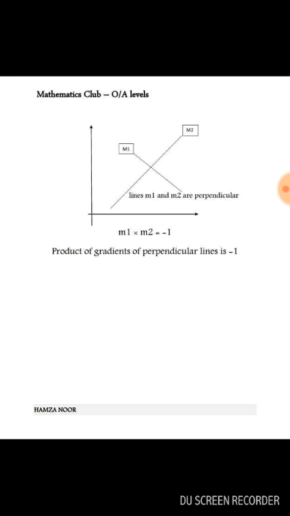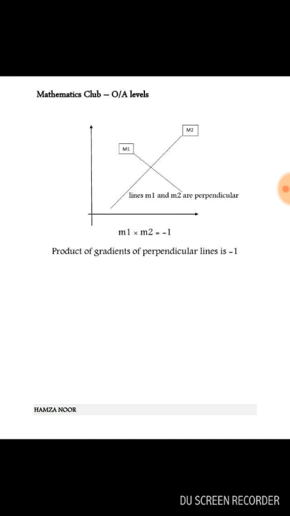Now, here we have the case of perpendicular lines. What are perpendicular lines? Perpendicular lines are those lines which cut each other at a 90-degree angle. And in the case of perpendicular lines, the product of the gradients is always equal to -1. Therefore, m1 multiplied by m2 is equal to -1.